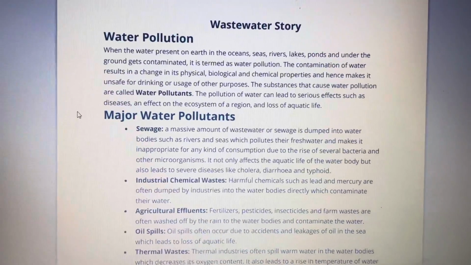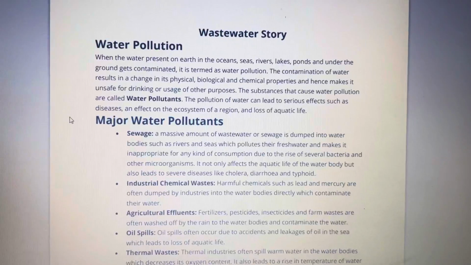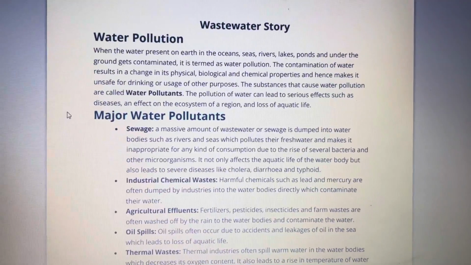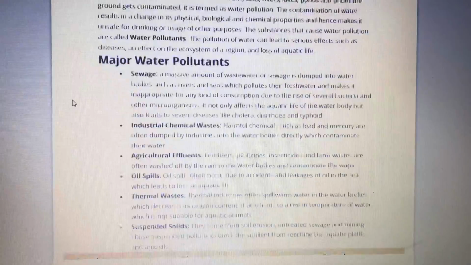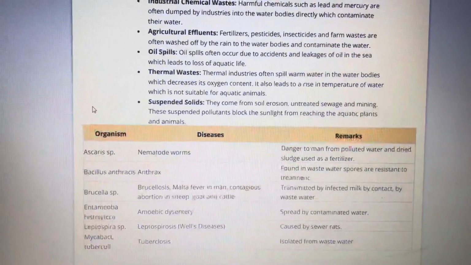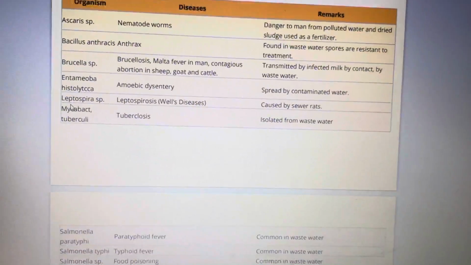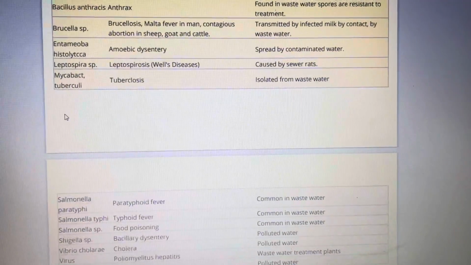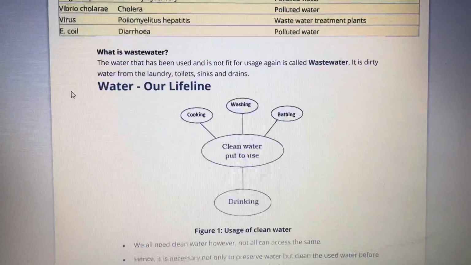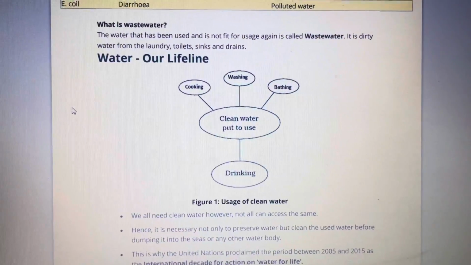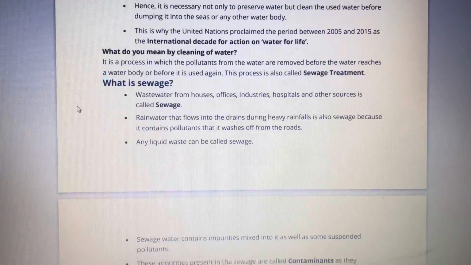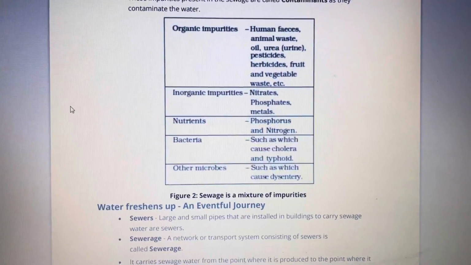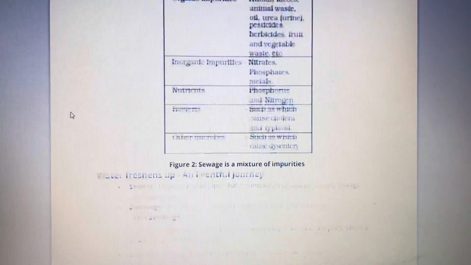Yes, good morning, students. So we are doing the chapter wastewater story. As we already discussed about the water pollution, also the major water pollutants, you can see also these tables, if you want to do then you can do, but it's not much important. Next we have what is wastewater, that we already discussed. The sewage, what are the things that mix, the impurities that mix with the sewage.